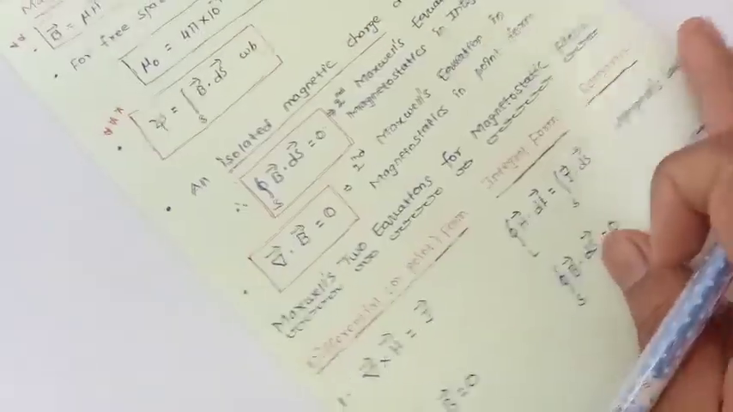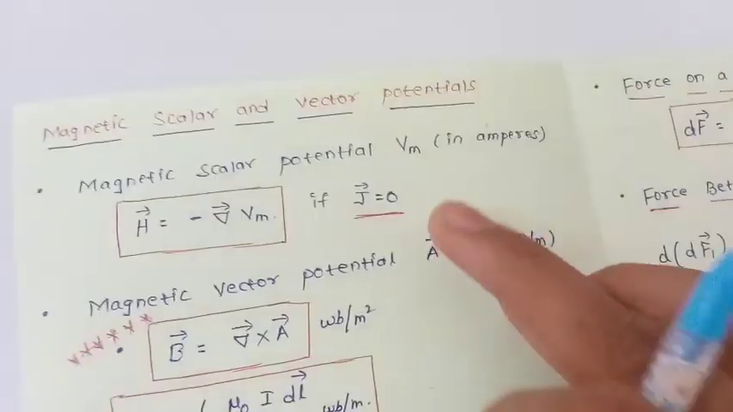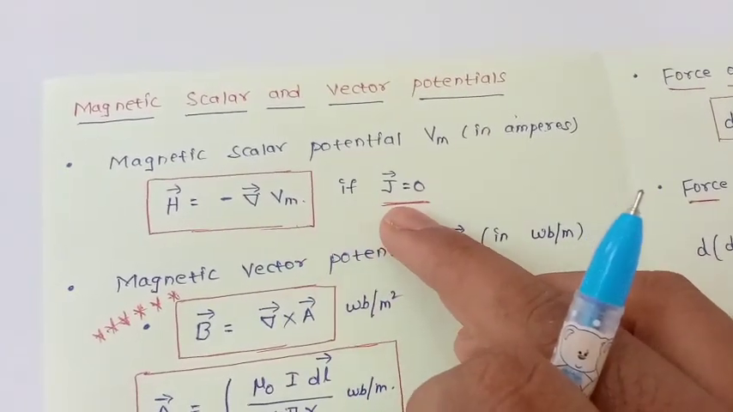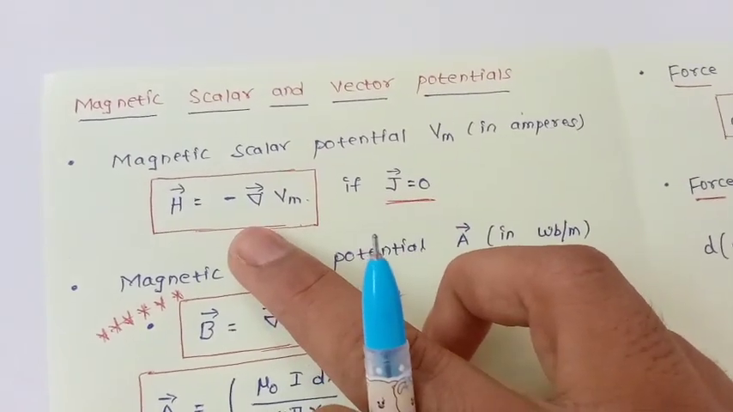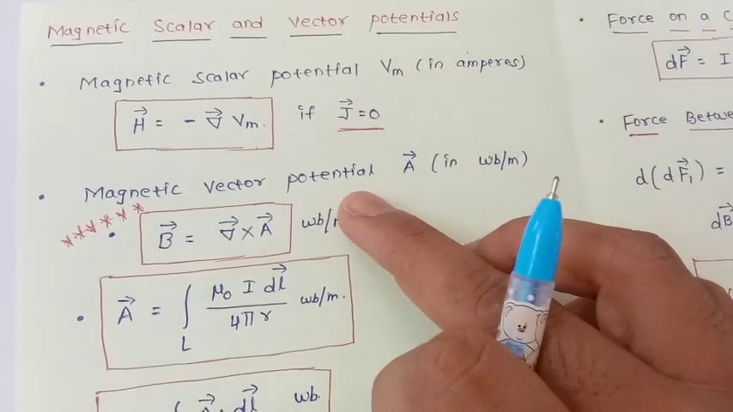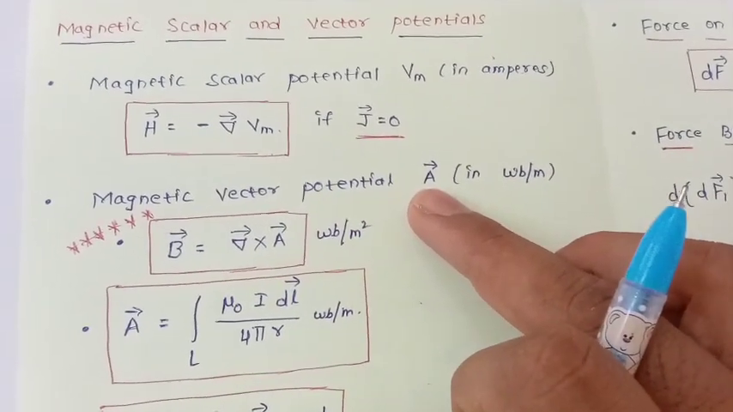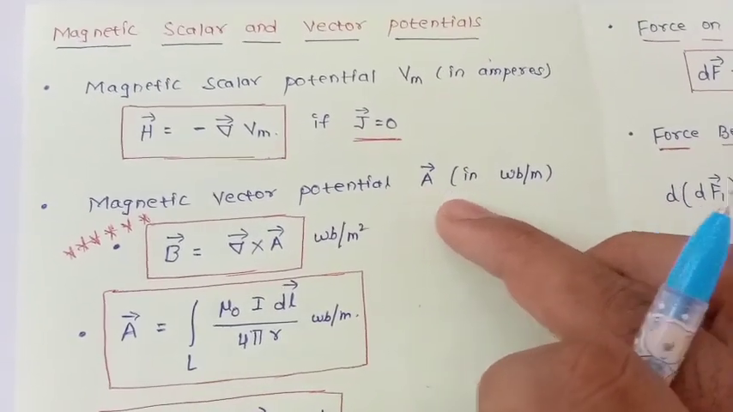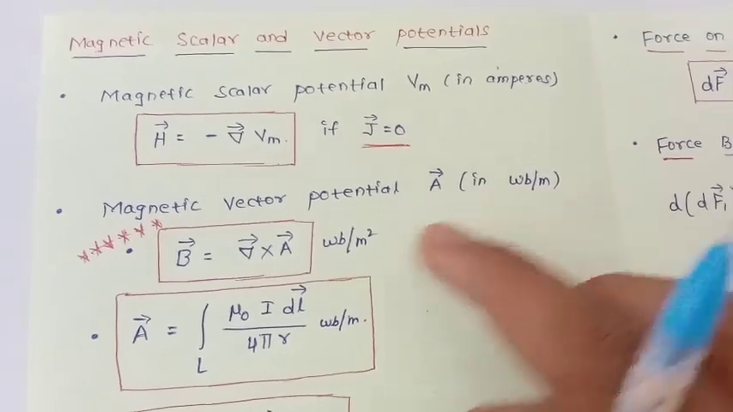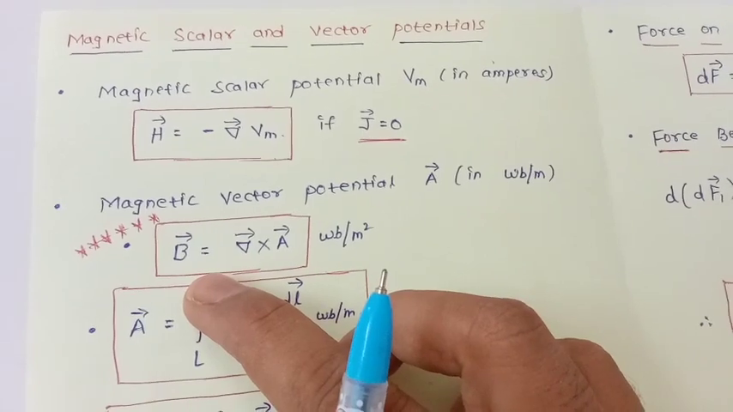Now coming back to the next summary topic: magnetic scalar and vector potentials. We know that the magnetic scalar potential exists in the region where J bar is equal to 0. Then the relation between magnetic field intensity and the magnetic scalar potential is this. Then the magnetic vector potential is A bar, expressed in Webers per meter, which is a very important relation for problems.